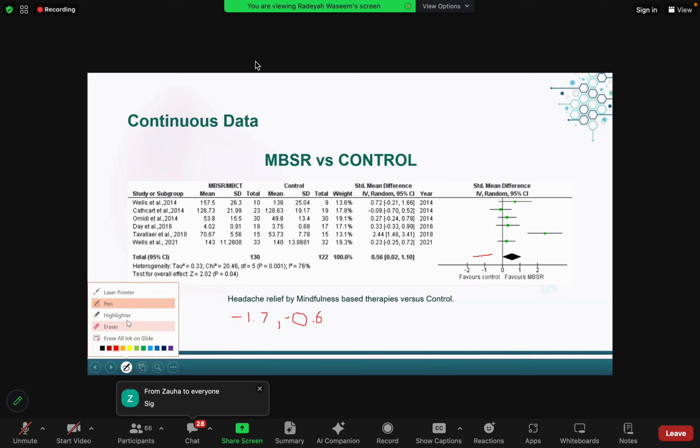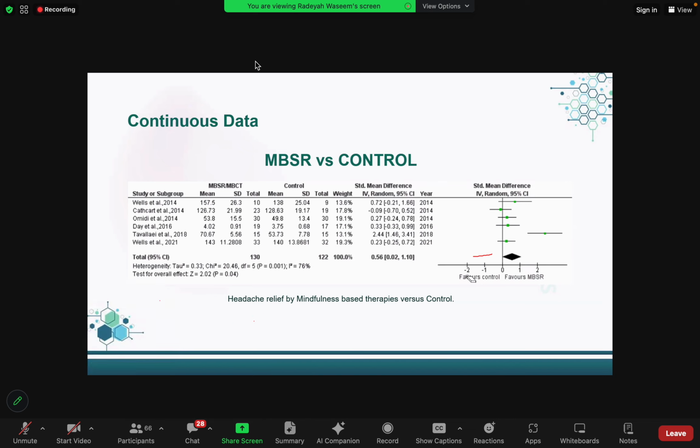Okay, so any confusions now? Can you guys interpret the forest plot for continuous data now? It's not very difficult. It's just a bit technical. It's just a few things that you guys need to understand, okay? Any confusions? Ask me.